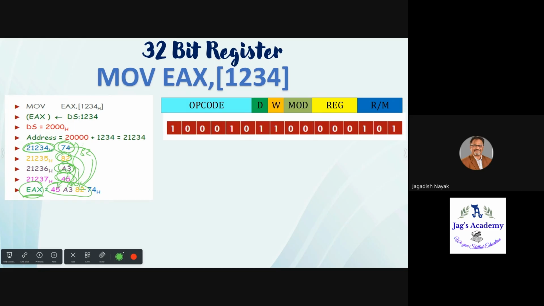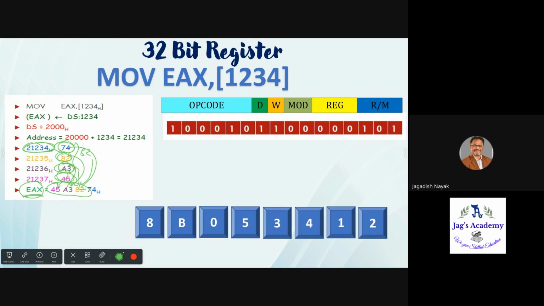Opcode 100010. D bit is 1, right? And then W bit is 1, right? What is REG bit? 000. And now this is direct addressing, right? It is 11101. Now see here. Okay. Mode bit is 0. R by M is 101. Okay. So 8B05. Is it over? No.